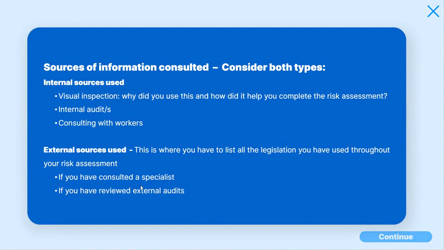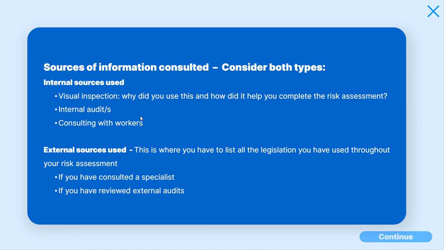Sources of information consulted. Consider both types. Internal sources used. Visual inspections. Why did you use this and how did it help you complete the risk assessment? Internal audits. Consulting with workers.